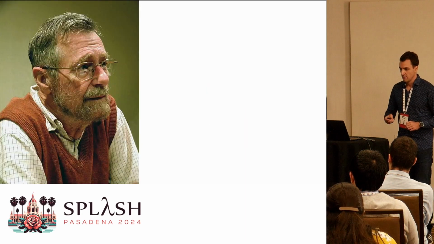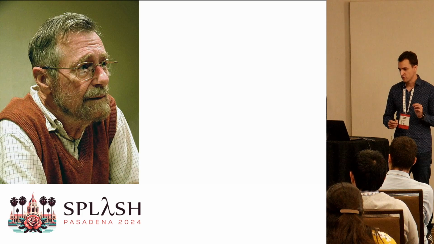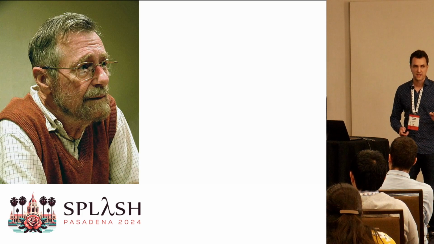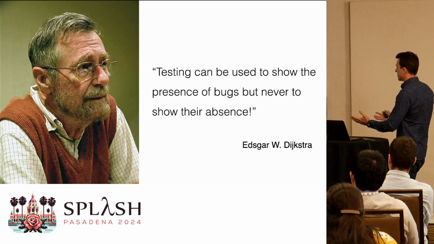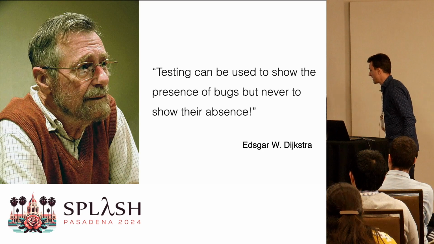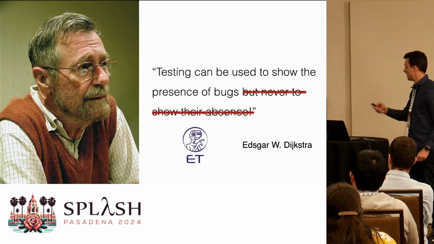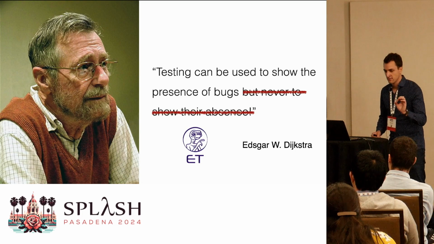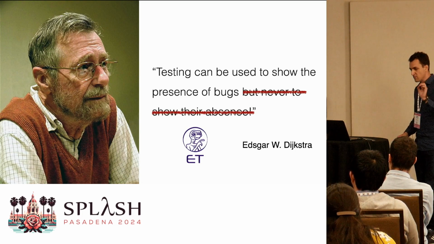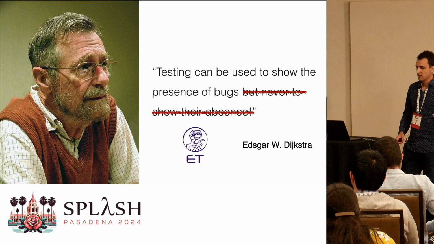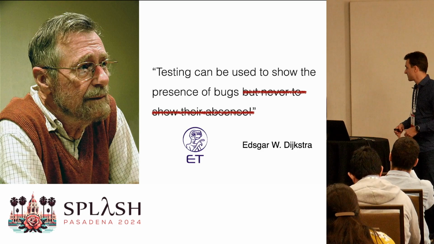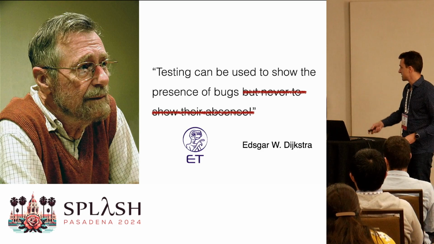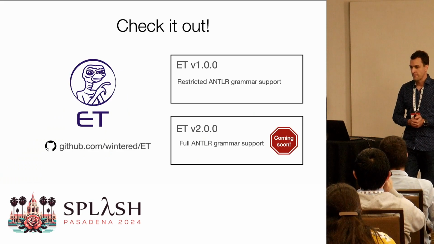Before I conclude, I want to shortly clear up a quote of Dijkstra, who said, testing can be used to show the presence of bugs, but never show their absence. I actually disagree here, because we can use enumerative testers like ET to give us assurances of the absence of bugs. And we should just forget about what this old giant said.